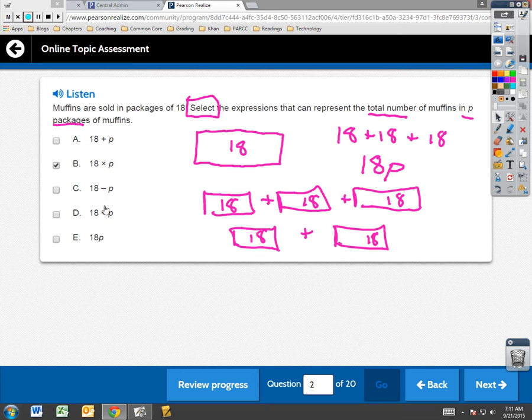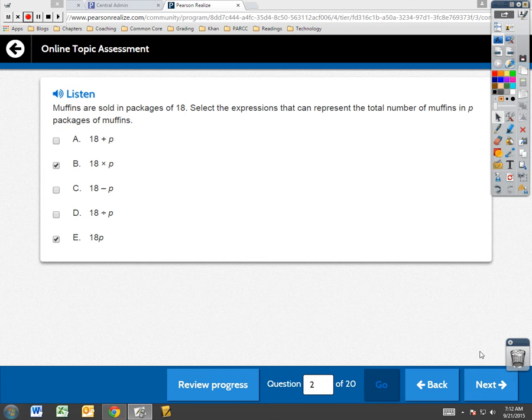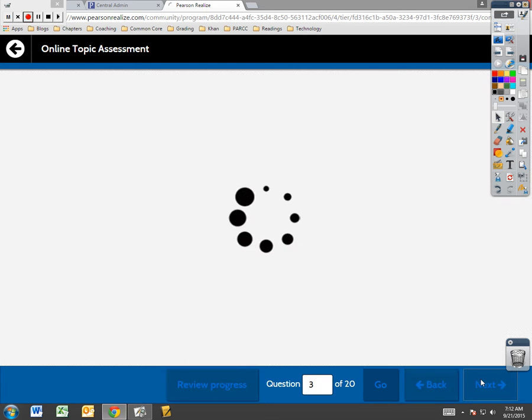I'm not taking 18 divided by the number of packages I bought. If I bought 2 packages, 18 divided by 2 gives me 9, and that doesn't make sense as the total number of muffins. This is the coefficient, which is 18, times the variable, which is the unknown number of packages I'm buying, P. Again, once I hit next, it's not going to tell you if it's right or wrong. I have to wait to the end.